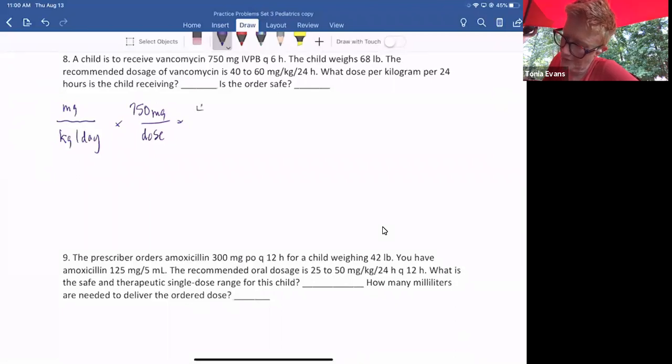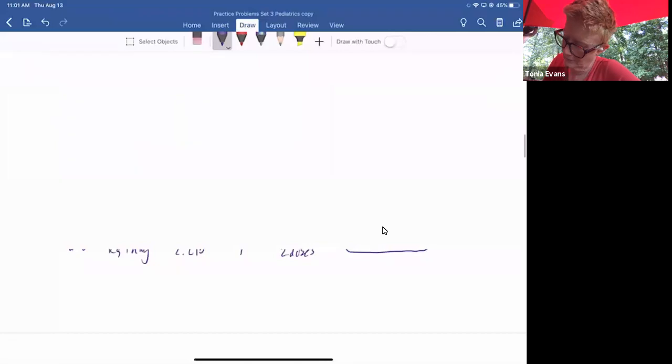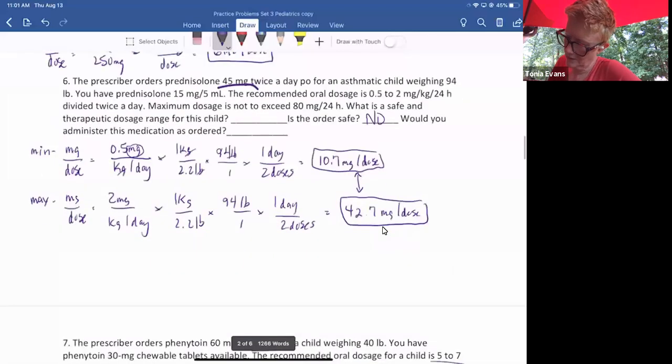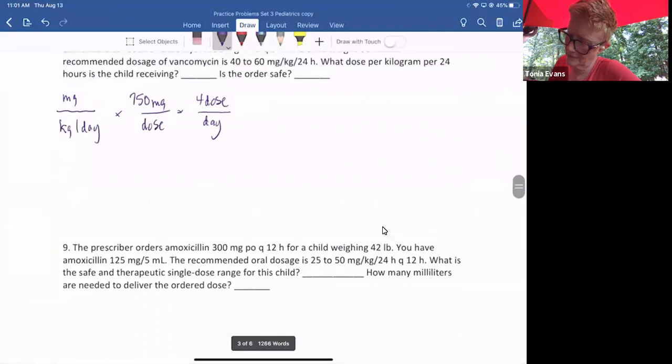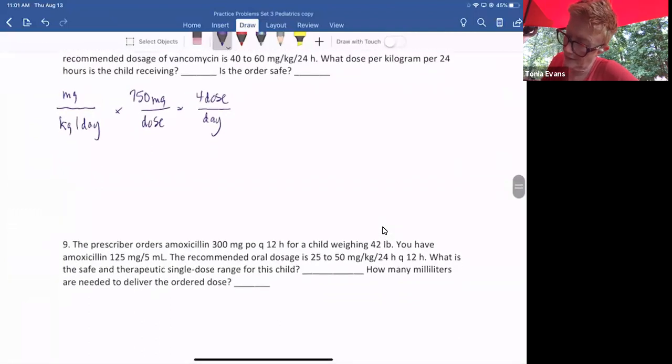And we have 4 doses per day. Okay, 4 doses per day. I have to think about this one too. All right, so doses. I want to end up with milligrams per kilogram per day. So I've got milligrams, got day, and now I need kilograms, and I need kilograms in the denominator, not in the numerator.